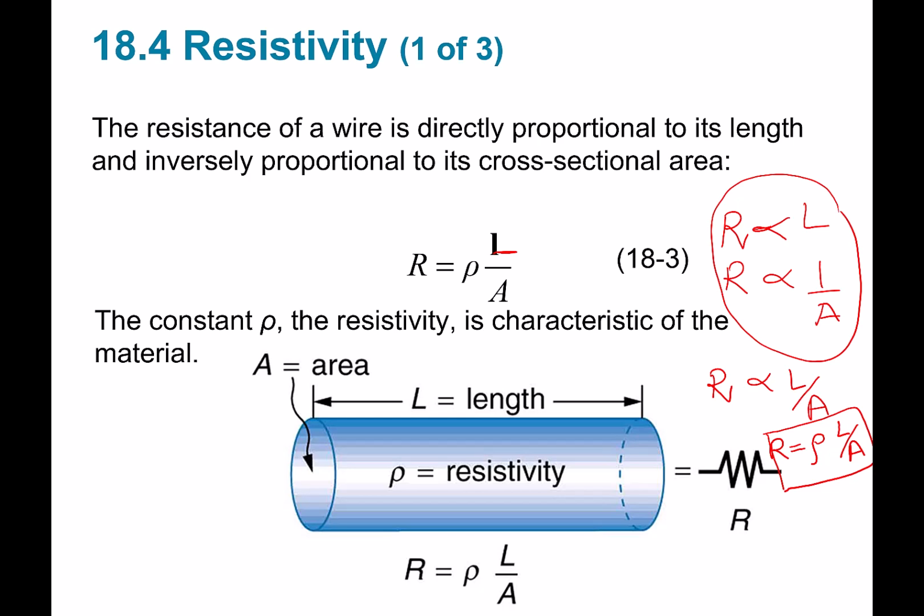So in 18.4, we discussed resistivity. The resistance of a wire is directly proportional to length, and it's also inversely proportional to area of cross section. If the area of cross section is wider, then the resistance will be lesser. But if the length of the wire is long, the resistance will increase. When we combine these two laws, this was an experimental work that was done, and they found that resistance has a constant, which depends on the nature of the material, and that term we call resistivity.